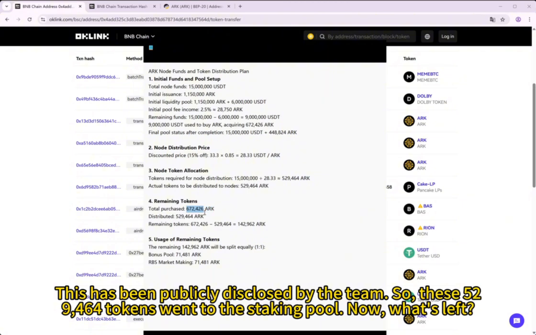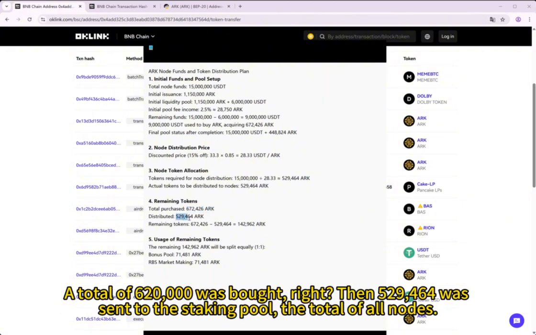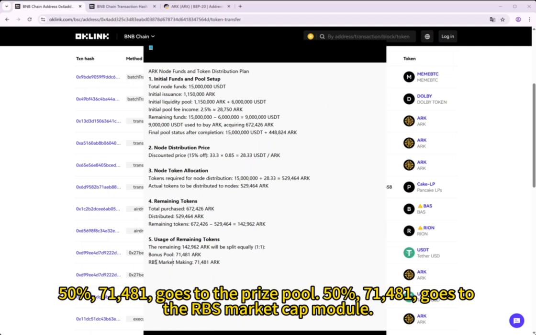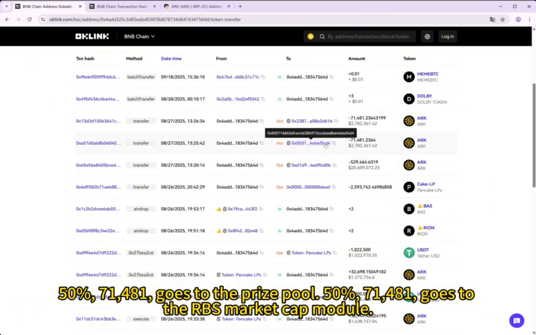Now, what's left? A total of 620,000 was bought, right? Then 529,464 was sent to the staking pool, a total of all nodes. So, what's left? 142,962. How do we split the rest? 50%, 71,481, goes to the prize pool. 50%, 71,481, goes to the RBS market cap module.